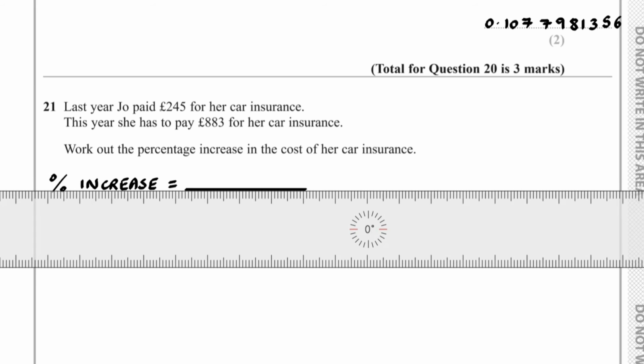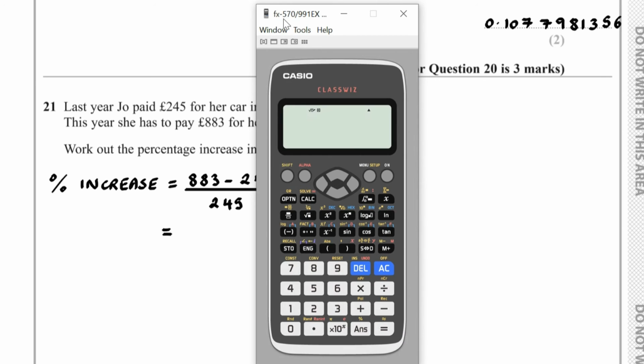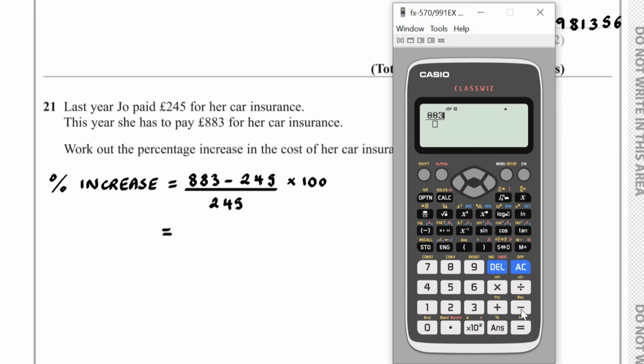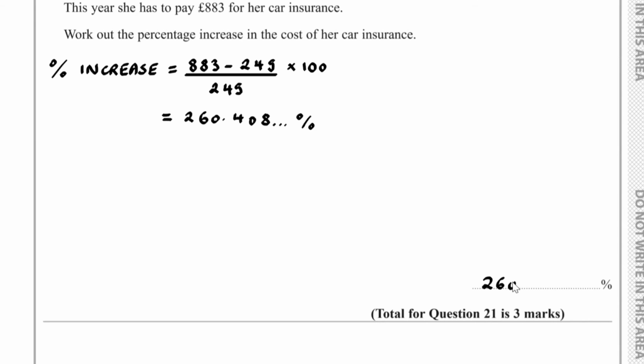Well, for the percentage increase, we've got the difference, 883 subtract 245, and then we divide this by the original 245, and then we multiply by 100. So if I work out the percentage increase, it turns out we get 260.408 etc. %. And if I write this to 3 significant figures, we have 260%, given to 3 significant figures.